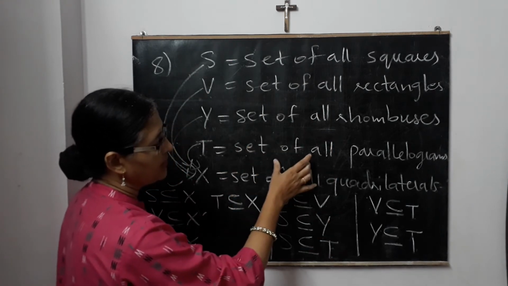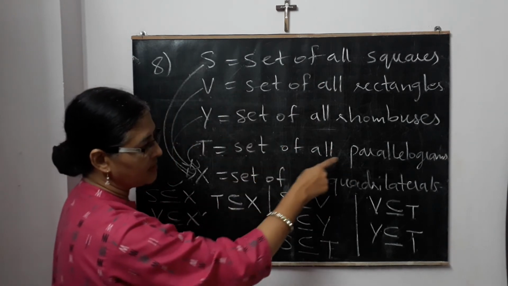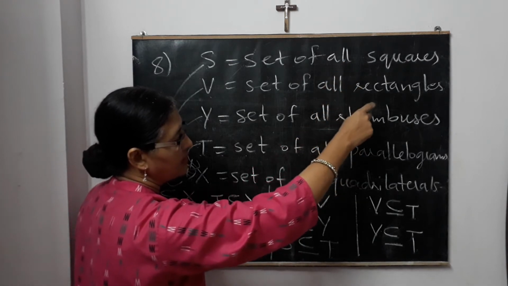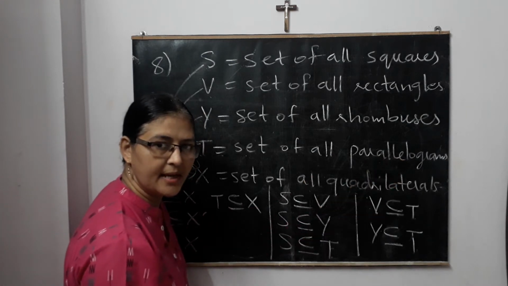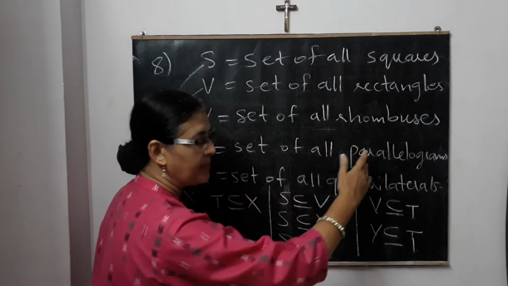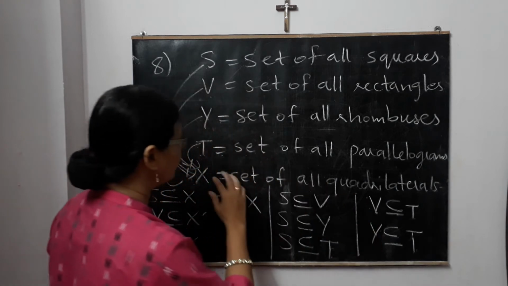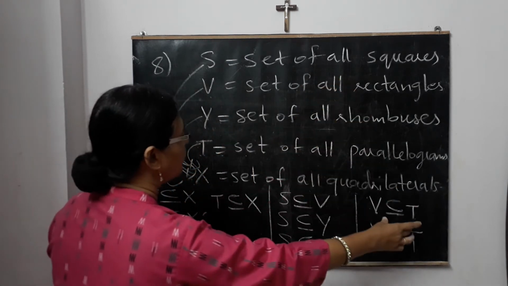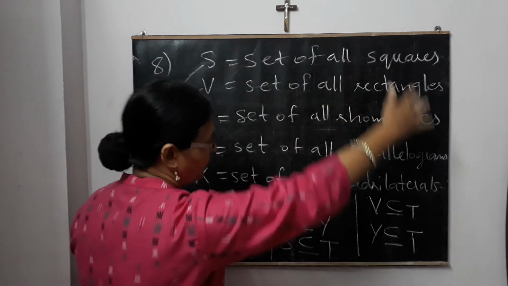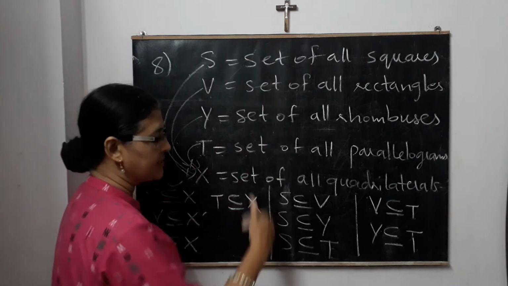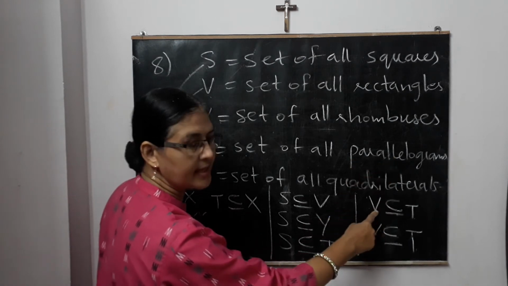Then again parallelogram. For parallelogram also, S is a subset of T. That is the property for all these. Parallelogram is again four-sided only, opposite sides are congruent. For square and parallelogram, what is the similar property? Opposite sides are congruent. Then you have the last one, about rectangle. Rectangle is a subset of parallelogram. If you see a rectangle, the blackboard here is nothing but the shape of a rectangle. Opposite sides are congruent to each other. So in a parallelogram also, opposite sides are congruent.